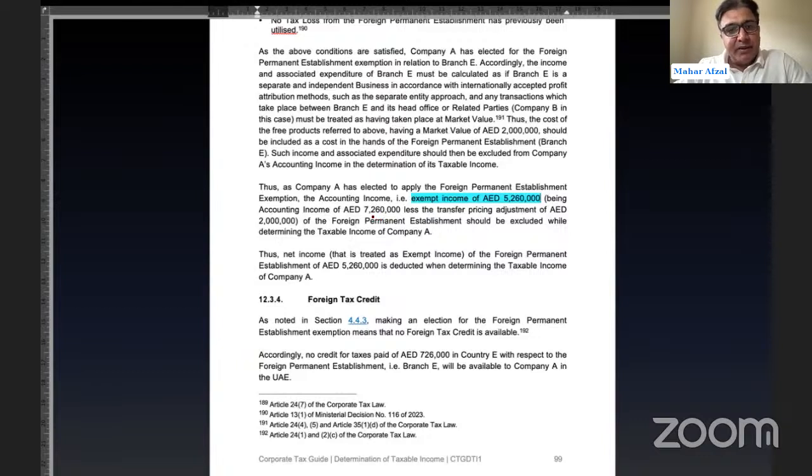This exempt income they are arriving. This is the tax accounting income. Then they have made their adjustment. We have already discussed that.